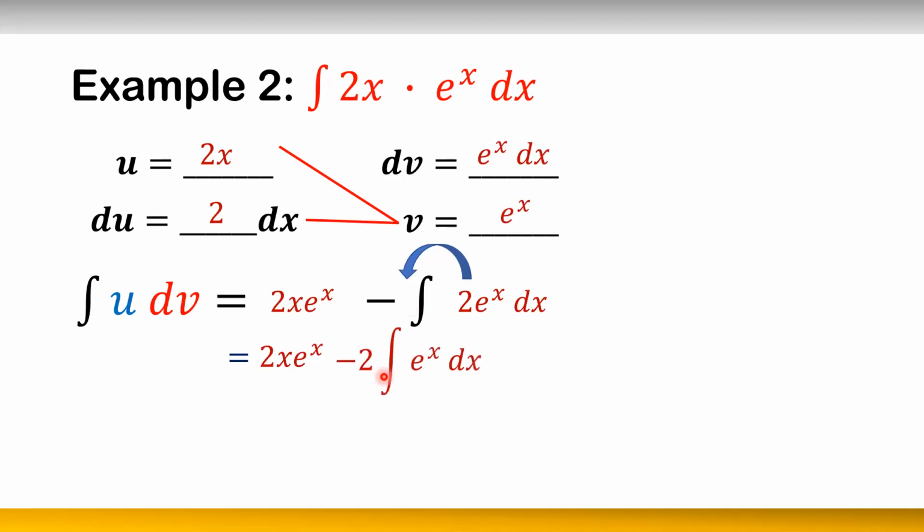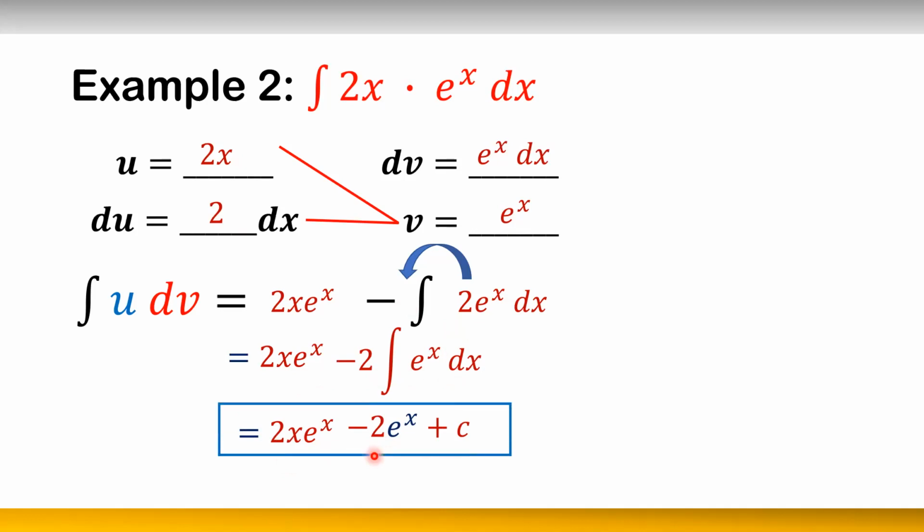Pero ang integral ng e to the x, di ba? E to the x lang din. So, 2x e to the x minus 2e to the x plus c. Yan. Actually, you notice 2e to the x is a common factor. So, pwede mong ilabas yung 2e to the x pa. 2e to the x, tapos quantity x minus 1 plus c. That's another version of your answer. Okay, so ayun po ang ating example 2.